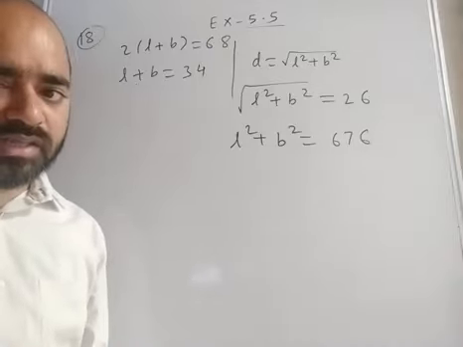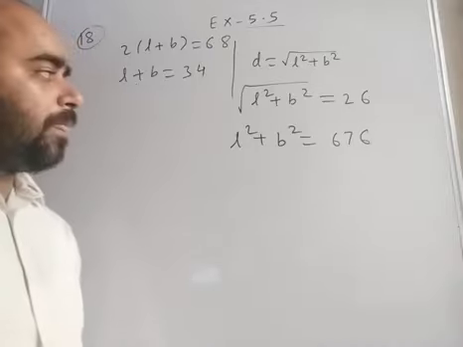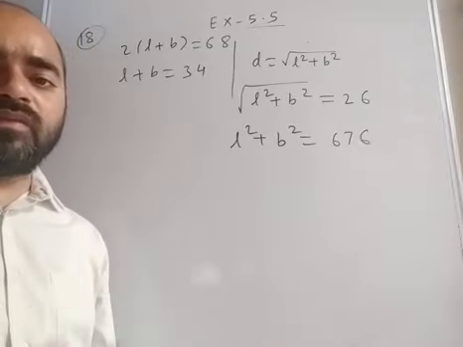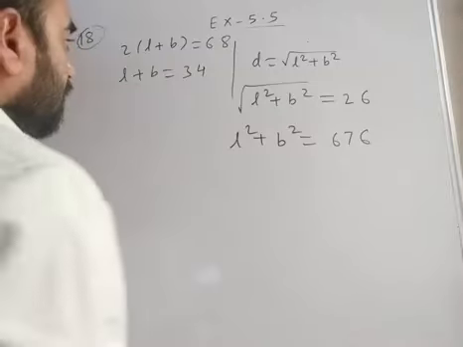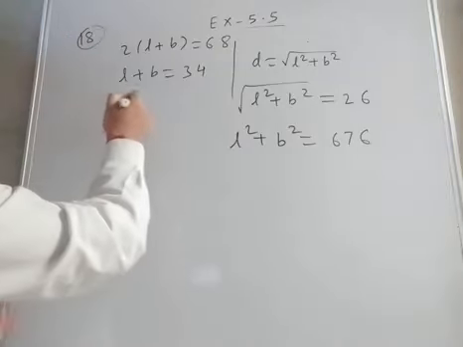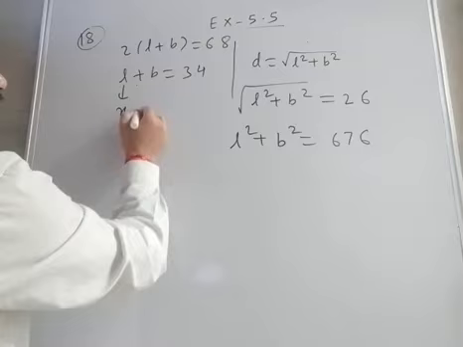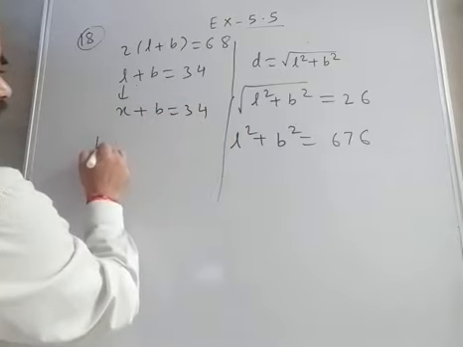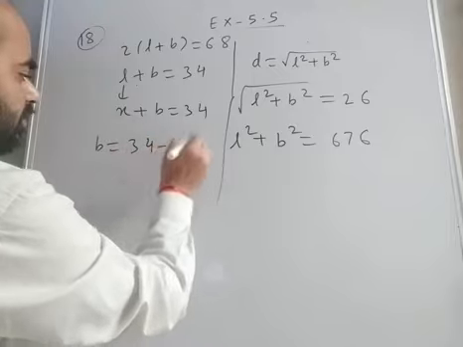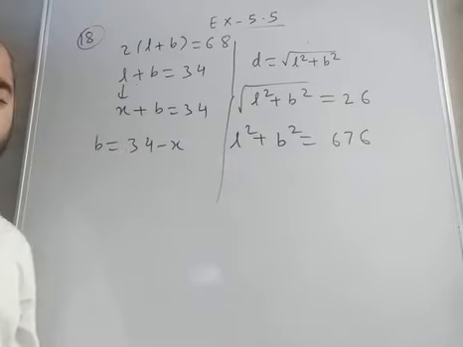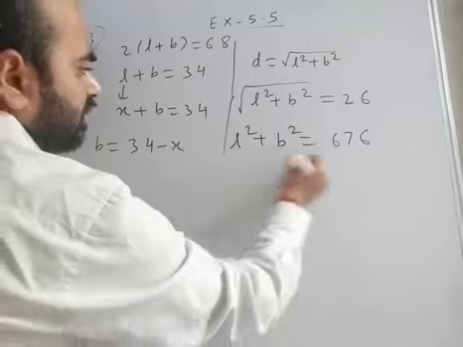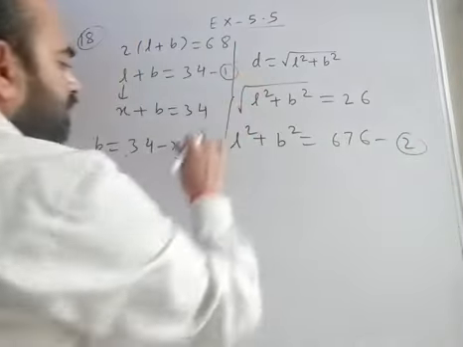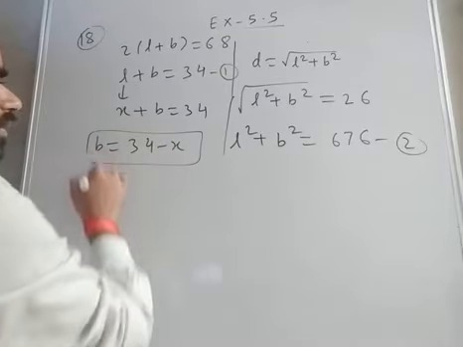Now directly we have to find area. It is not asked to find length or breadth. We have two methods, using quadratic equation or using directly. Okay, suppose length is x. Then what will be breadth? 34 minus x. Correct? Now use the first equation and second equation. Breadth is 34 minus x.